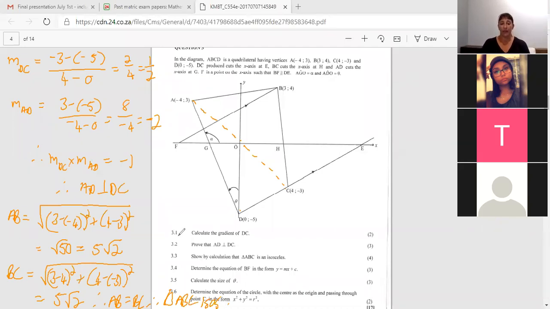And then thirdly, if you want to show that a triangle is isosceles, one way would be to prove that two sides are equal to each other. And if you looked at this sketch, it would look like AB equal to BC is possible. Doesn't look like AC would have anything to do with it. So it looks like AB equal to BC. And when you find those things, you actually find that they are both 5 root 2.